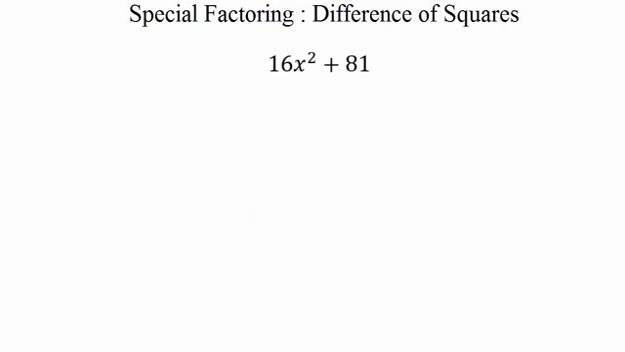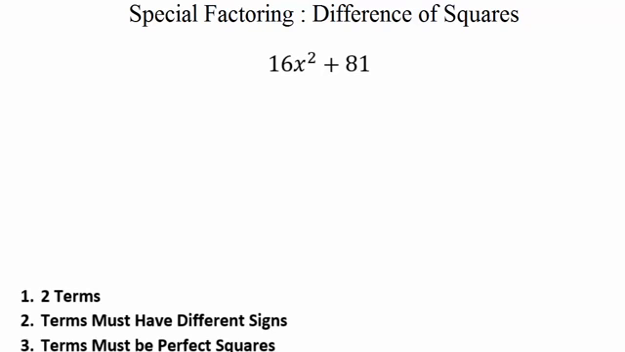All right, so looking at another example, again, we are factoring here. So here we are working on difference of squares, but let's run through the criteria anyways. The first one says that we have 2 terms. So here we have 2 terms. Second criteria says that we must have different signs. So looking at the 16x squared, it's positive. Looking at the 81, it's also positive. So these terms have the same sign.